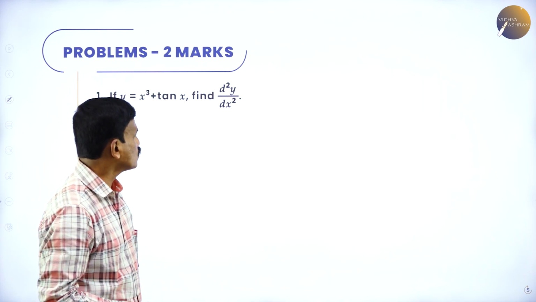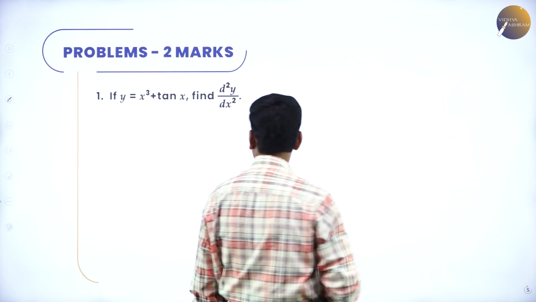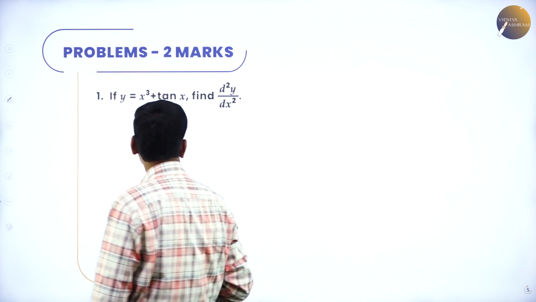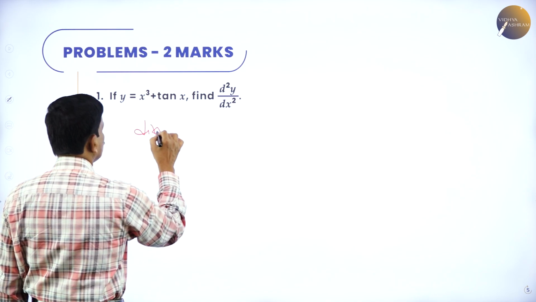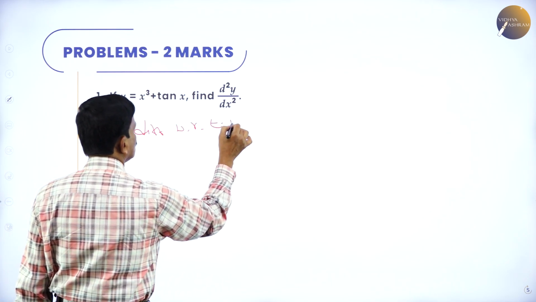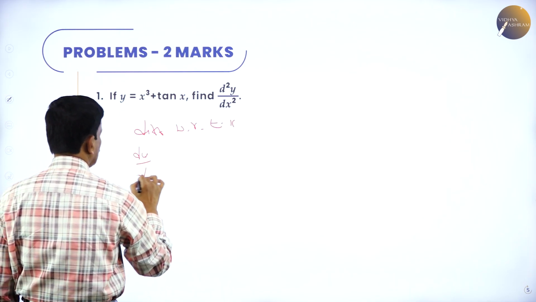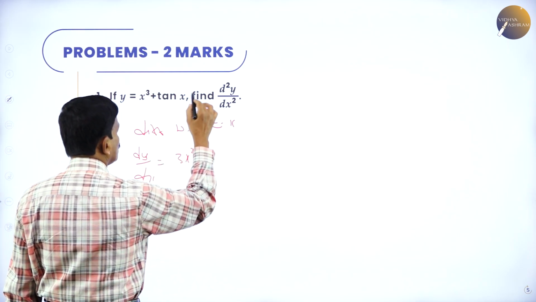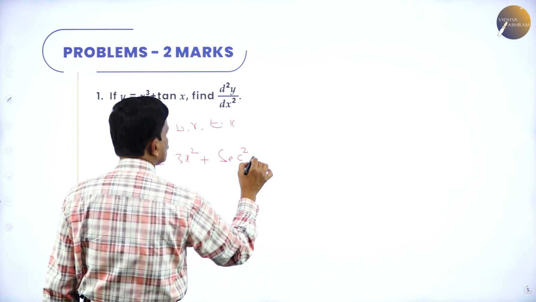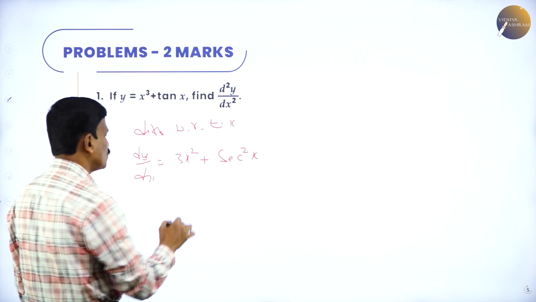Now move on to the next problem. If y is equal to x cube plus tan x, find d square y by dx square. Now differentiate this, differentiating with respect to x. Now what we will get? dy by dx is equal to differentiation of x cube is 3x square plus differentiation of tan x is secant square x. This is the first derivative.